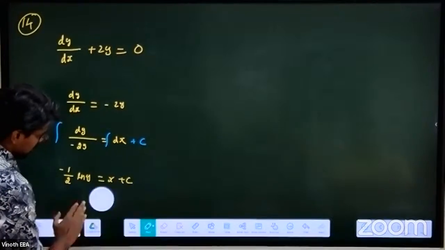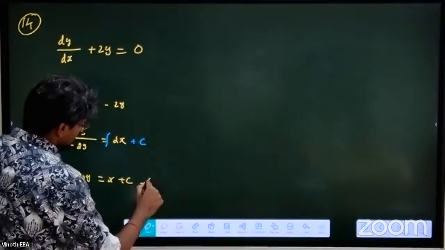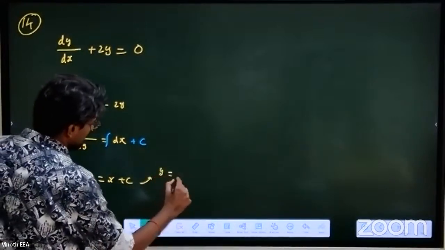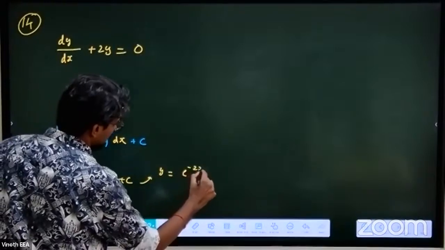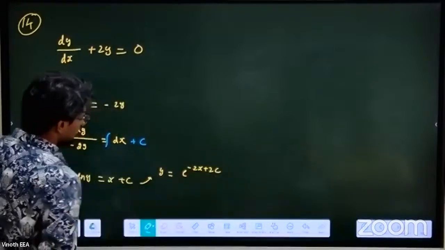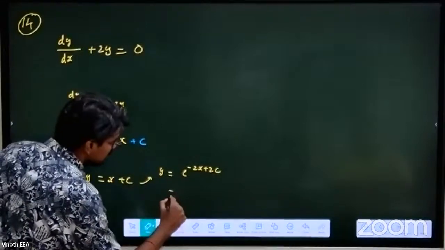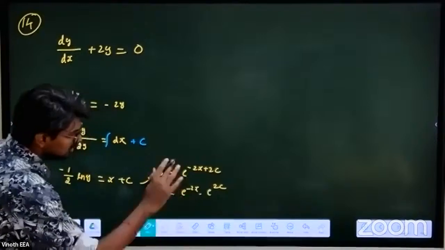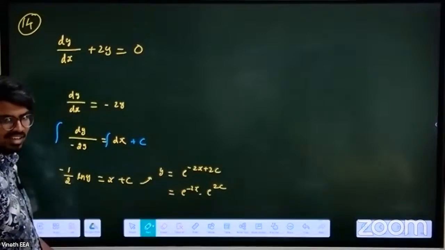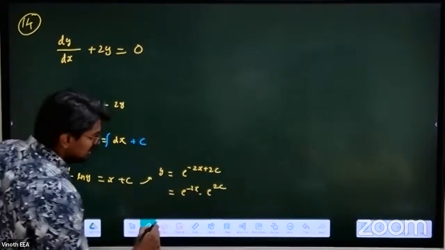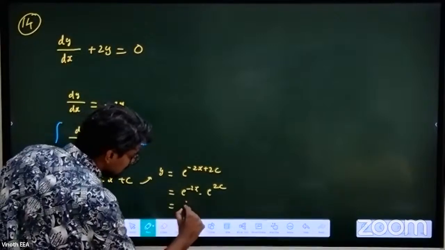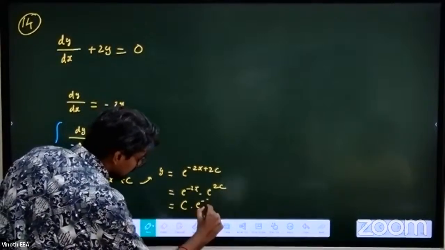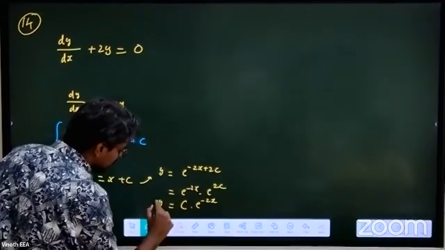I will write it down here. y is equal to e to the power of minus 2x plus 2c, but anyway, I'm going to remove it. e to the power of minus 2x into e to the power of 2c. What is e to the power of 2c? Another constant. Let me take it as capital C. Capital C into e to the power of minus 2x. That is my y.